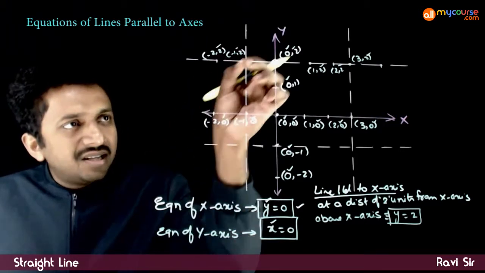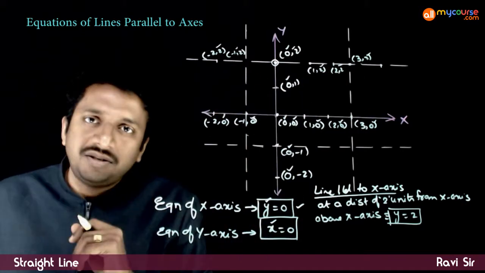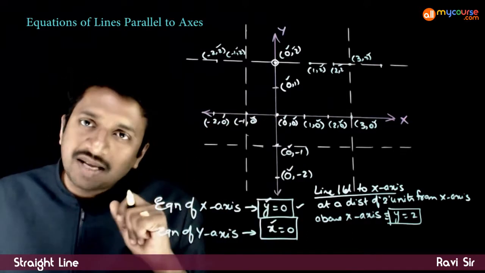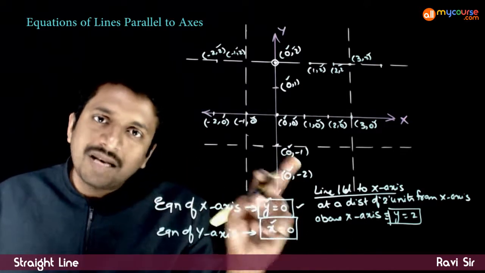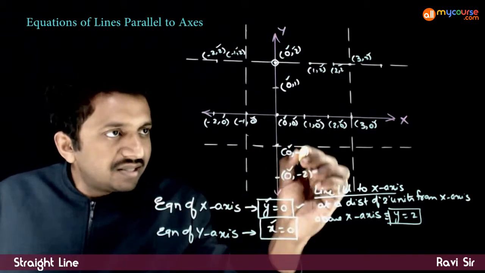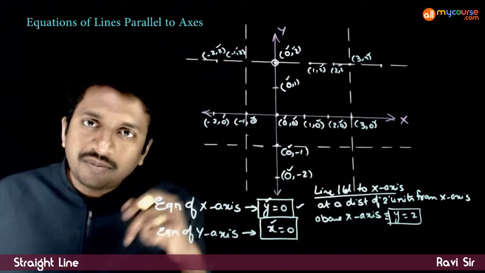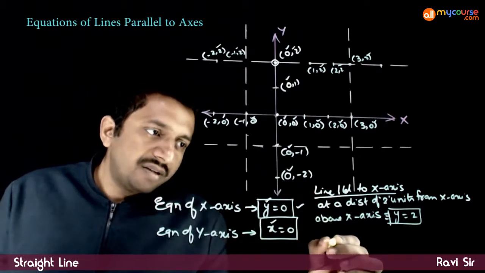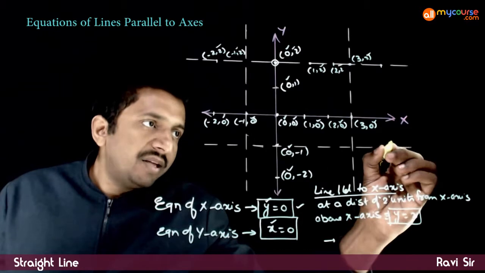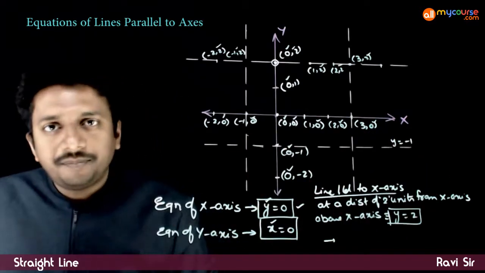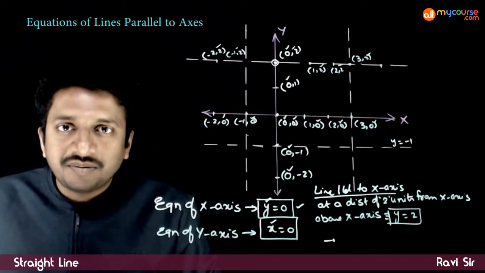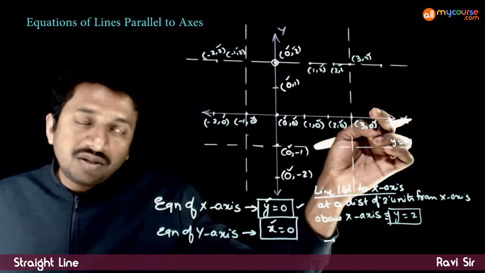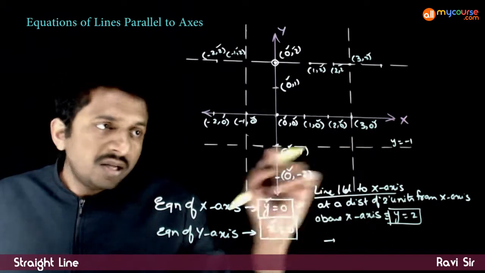That means the distance from this line does not change. So if you take a line which is again parallel to x-axis, which is passing through 0, minus 1, here also the distance from x-axis is 1 unit, but in the negative direction, right? So the equation of the next line will be y is equal to minus 1. So as you can see, this is y is equal to 2, this is y is equal to 0, this is y is equal to minus 1, and so on.